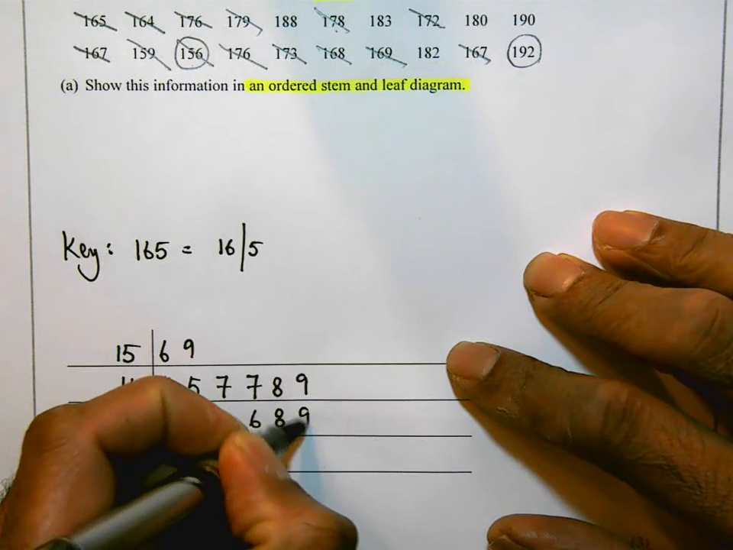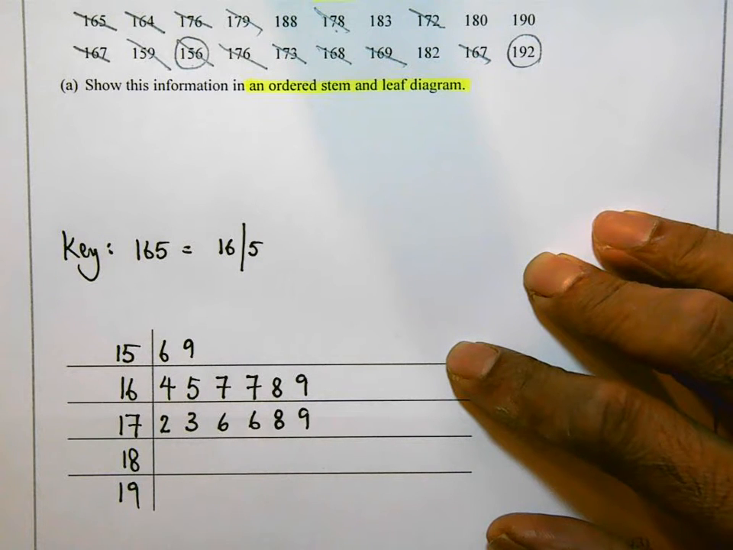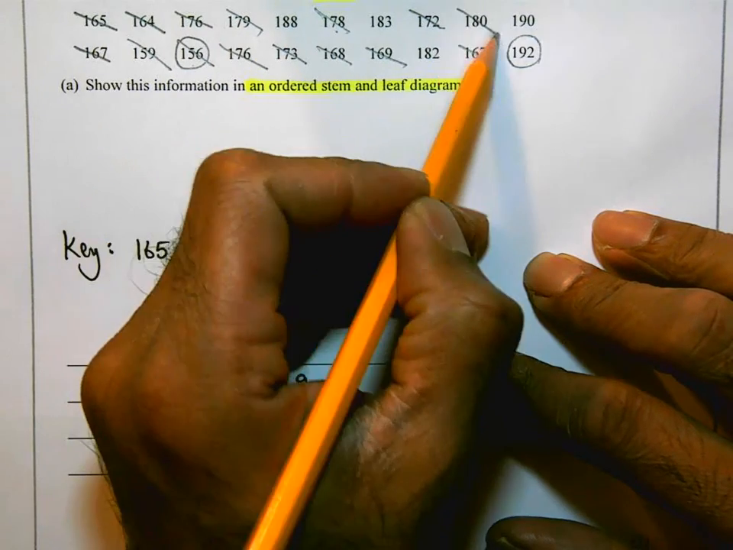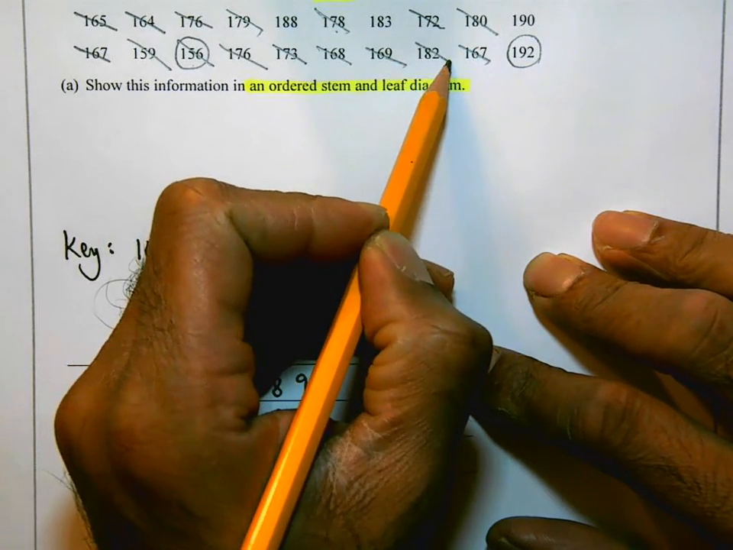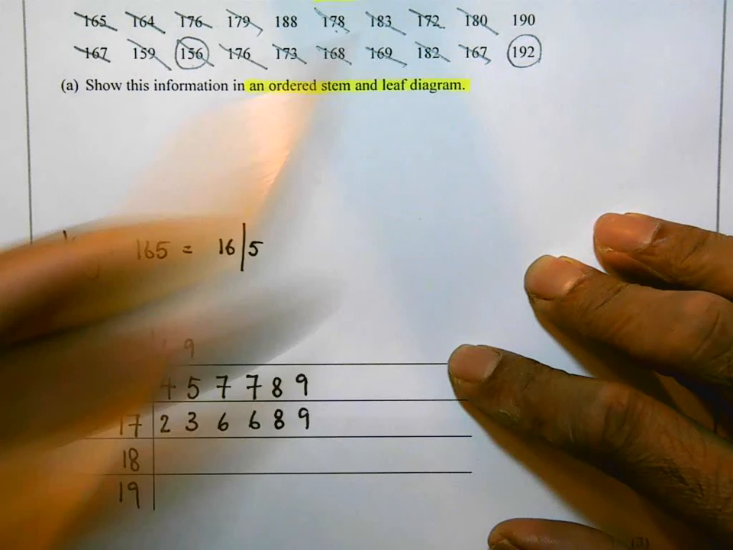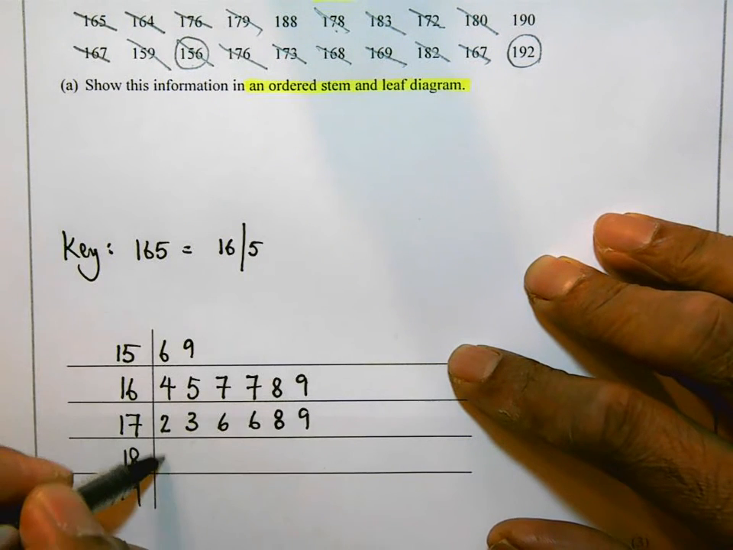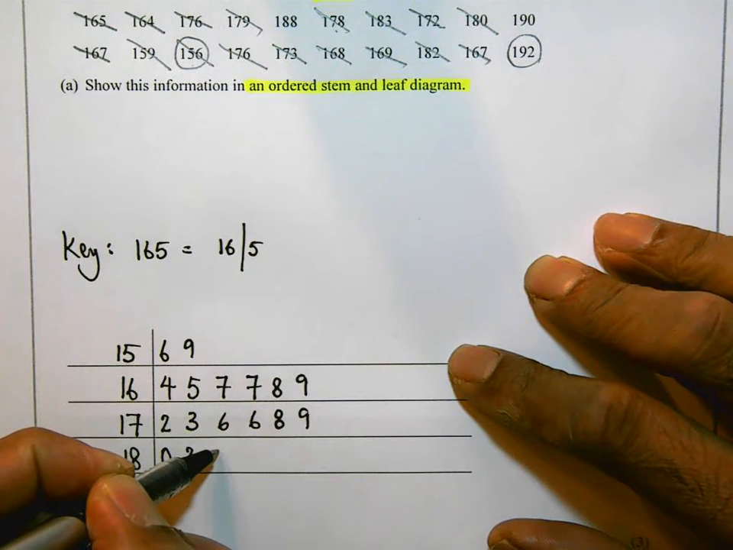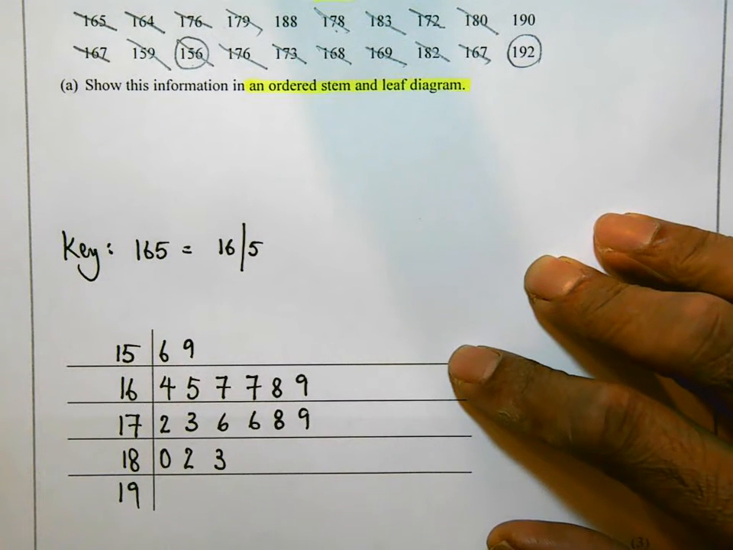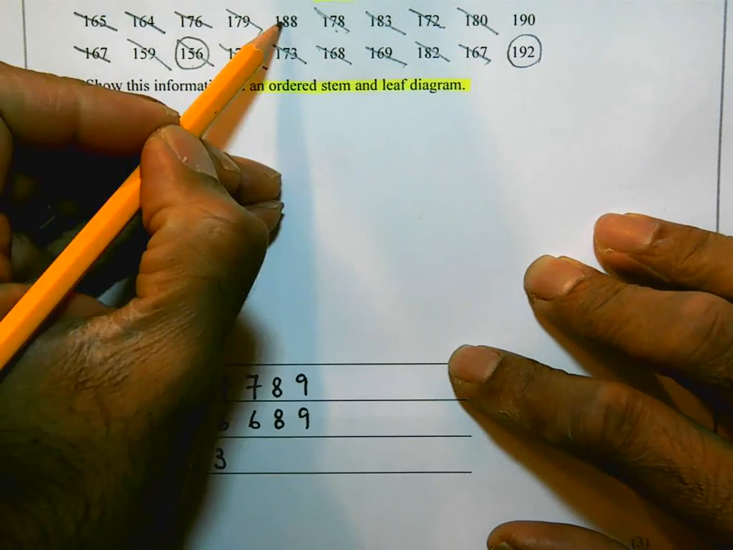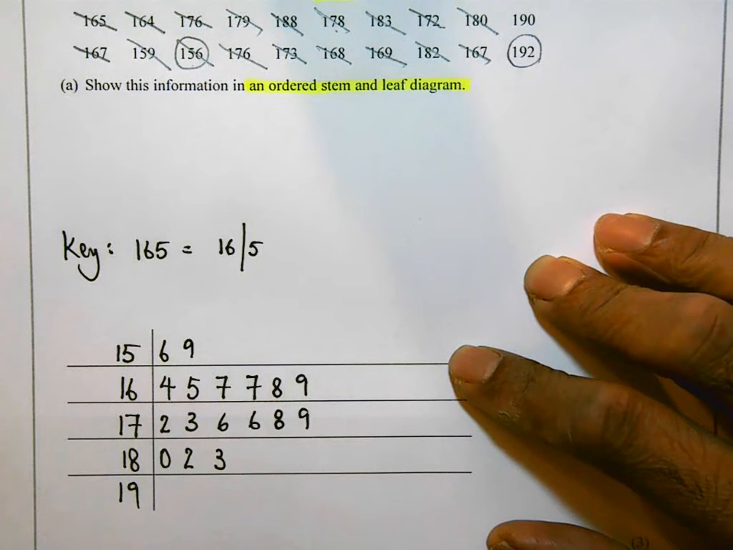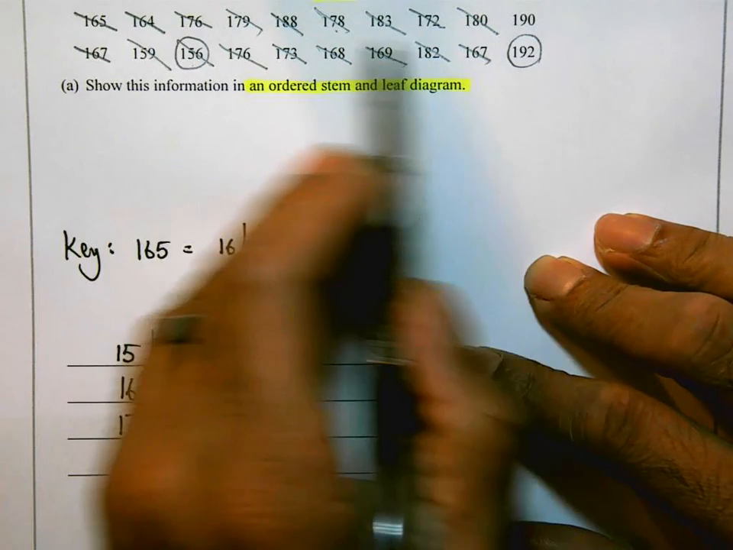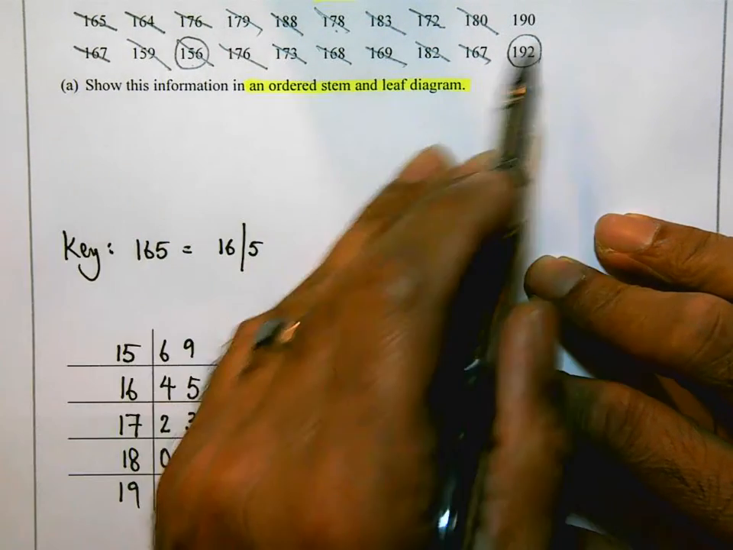Okay, looking at the 180s, I have 180, 182, 183. 180, 182, and 183. And the next number I could see there is I have 188, and that's it in the 180s. What I'm left with is these two numbers in the 190s, so there's 190 and 192.